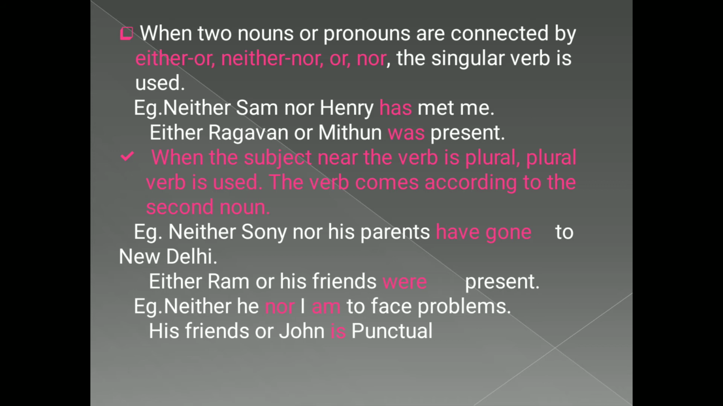So, neither he nor I am to face problems. His friends or John is punctual. Why are we using is here? Why are we taking a singular verb here? Because in this sentence, the second noun is John, which is singular. That is why it is taking a singular verb.